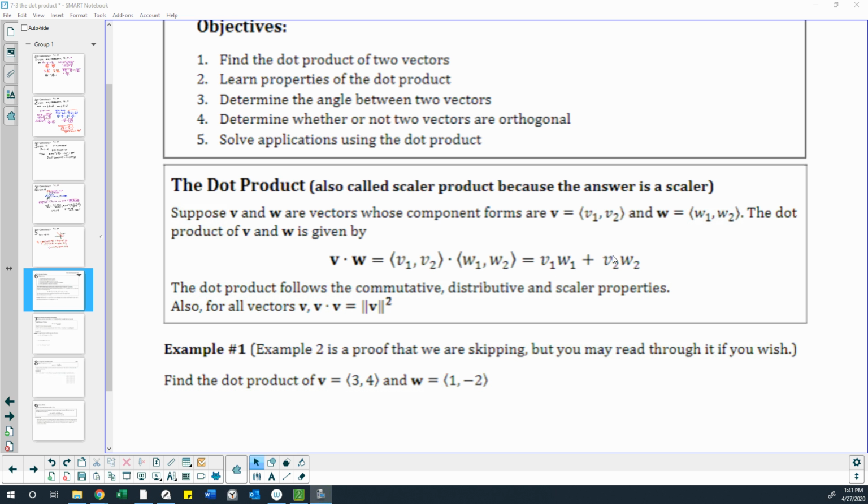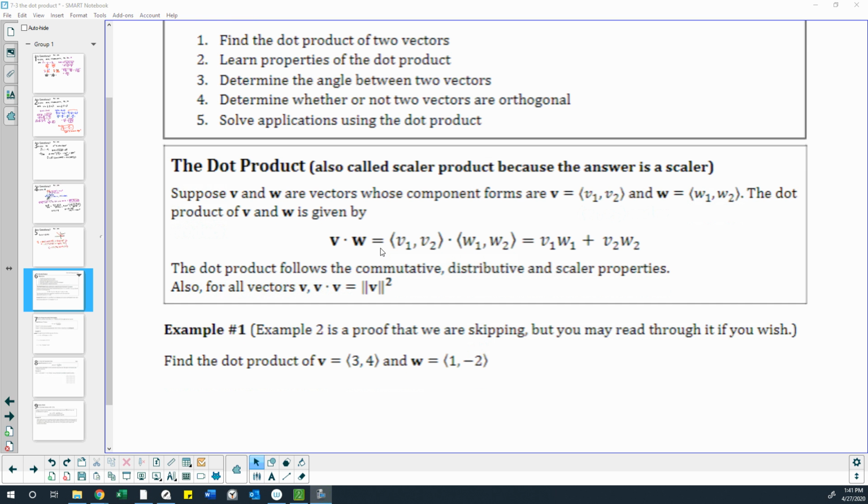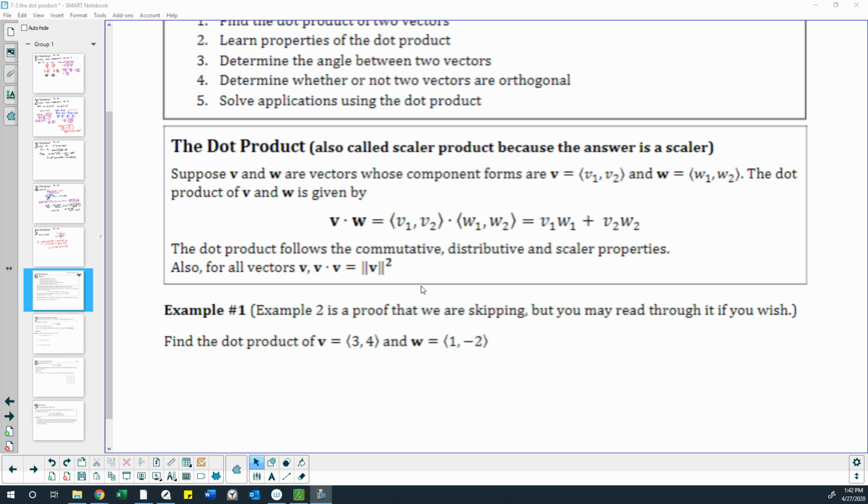I don't know if this reminds you of finding the determinant with matrices. There's lots of similarities between vectors and matrices. Not exactly, but anyway, it should feel similar in the way we do things. The dot product follows the commutative, distributive, and scalar properties, which we learned in previous sections. And for all vectors, v dot v is equal to the magnitude of v squared. So that is going to be useful.